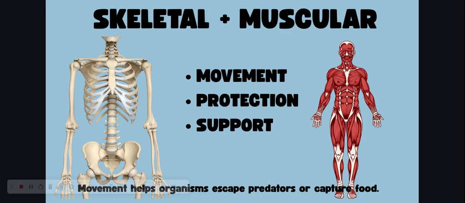Skeletal and muscular systems. These systems allow movement, provide protection, and give the body structure. Movement helps organisms escape predators, catch food, find shelter, and find mates. Organisms that move efficiently often have better chances of survival and reproduction.